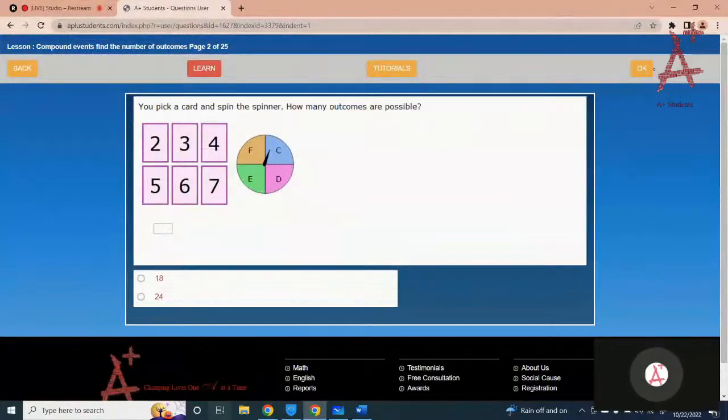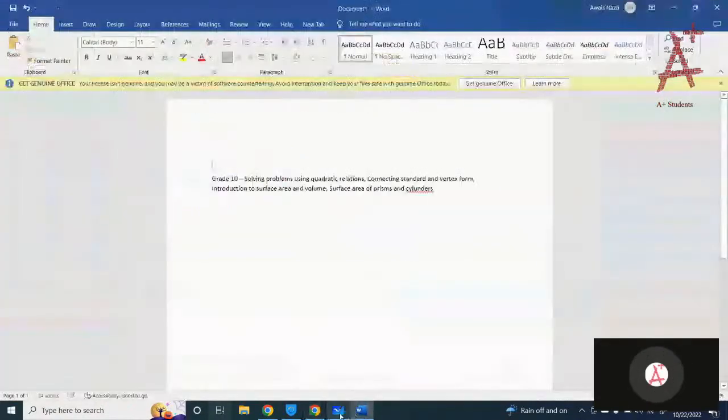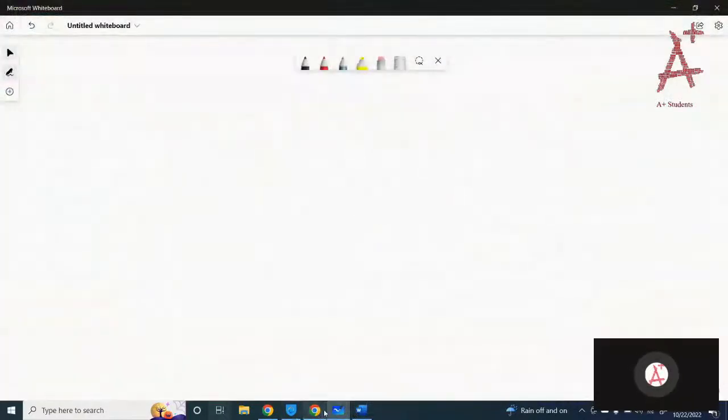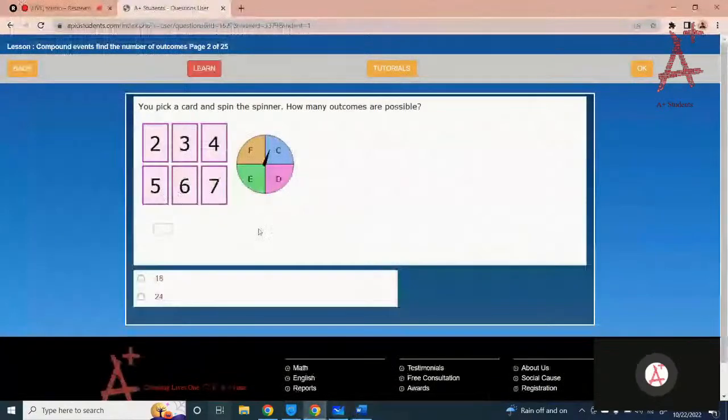So how many cards do we have? 1, 2, 3, 4, 5, 6, and 1, 2, 3, 4. One simplest way you can find the total outcomes for the card. I'm going to tell you the very simplest way to find the outcomes. The total number of cards are 1, 2, 3, 4, 5, 6.